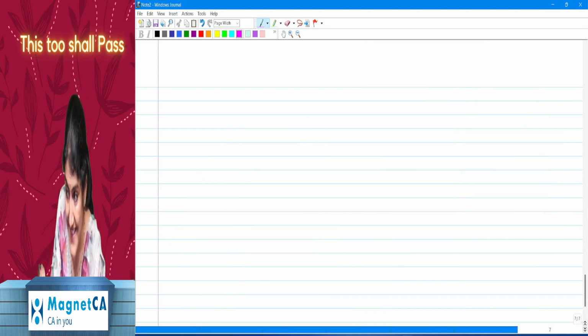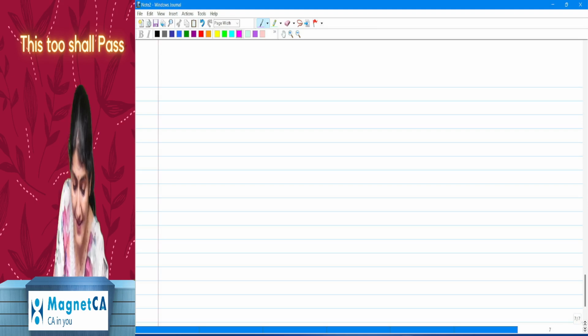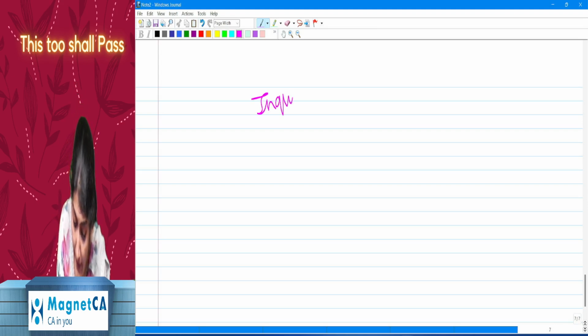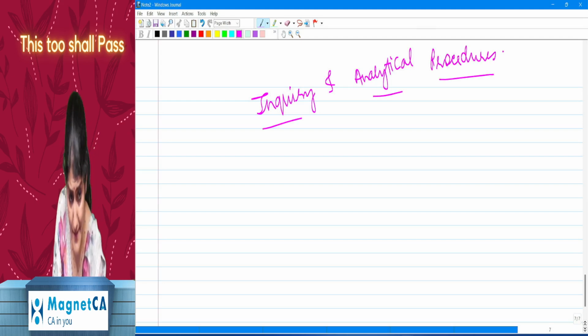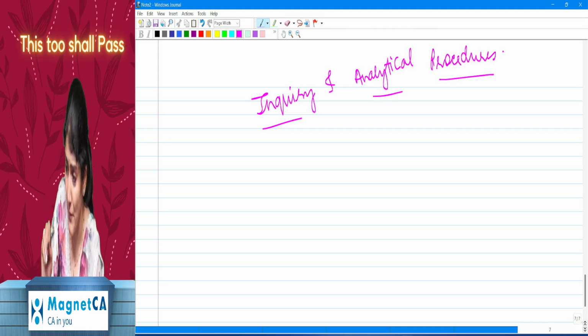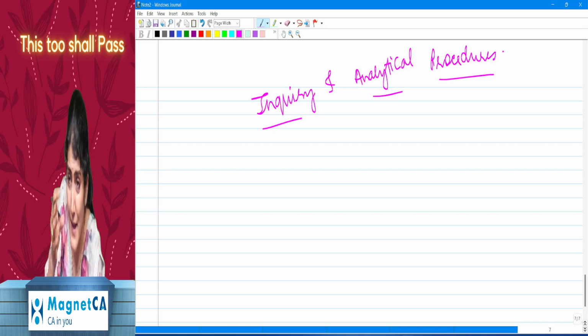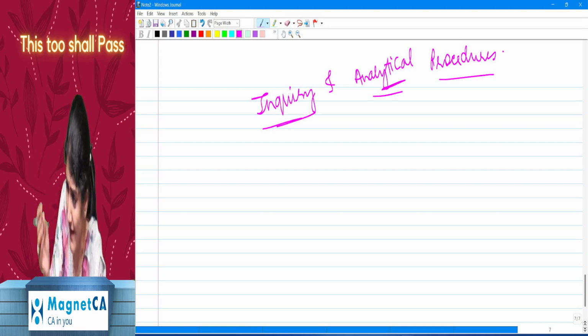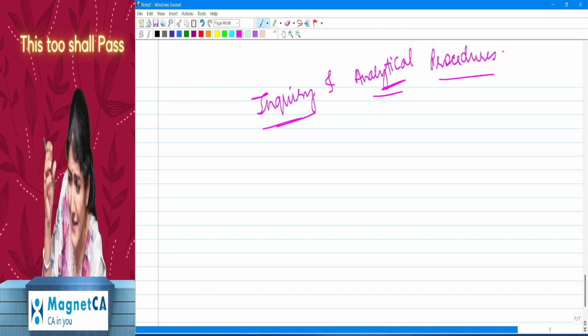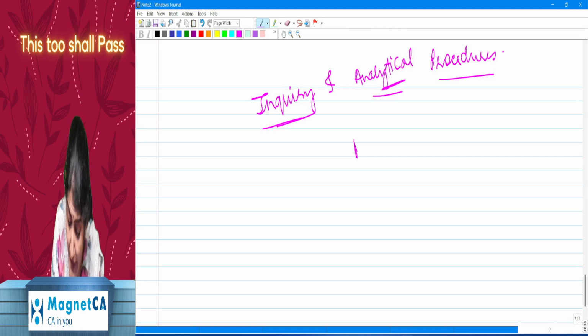Which are the procedures mainly used by the CA in case of review? Inquiry and analytical procedure. Generally, the procedures I will try to perform in a review are inquiry and analytical procedure. But while reviewing the financial information through inquiry and analytical procedures, I find that one contract seems to be very significant. So that is why I end up reading the contract.